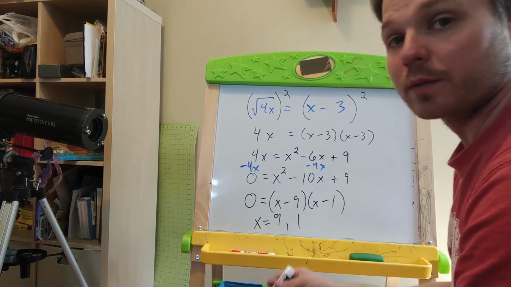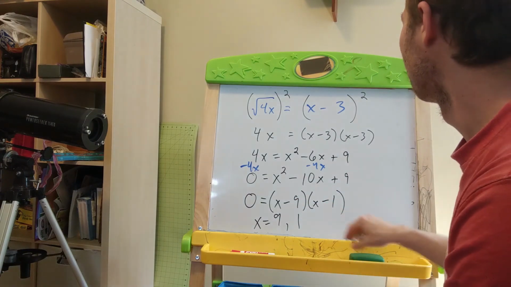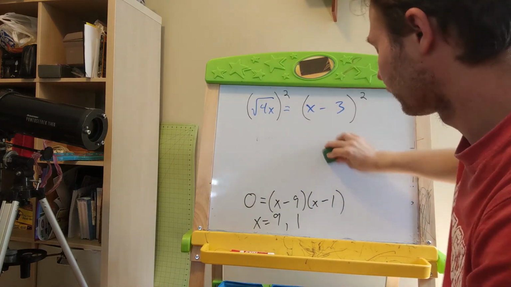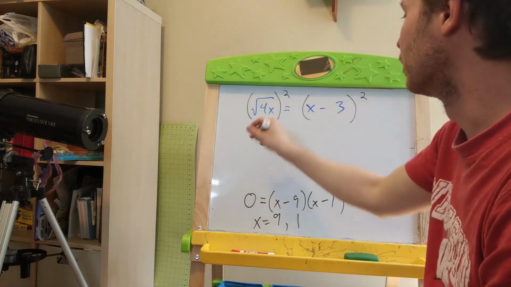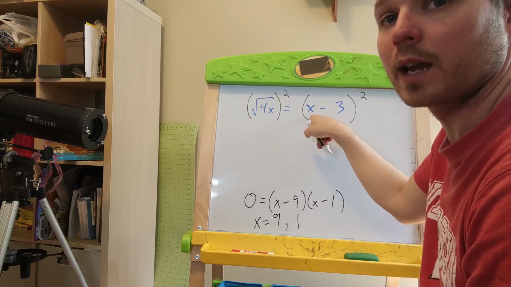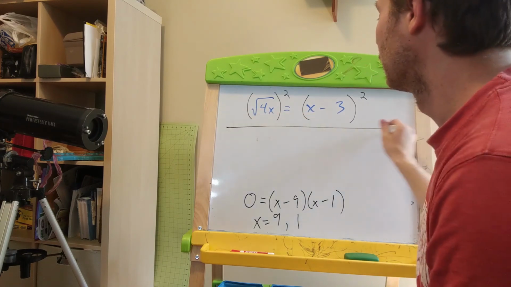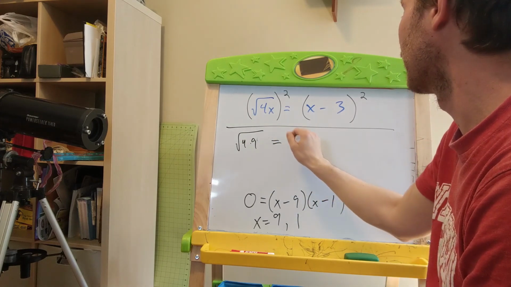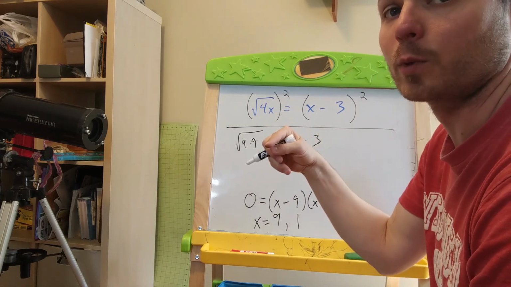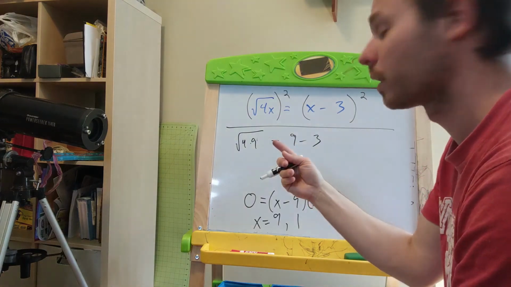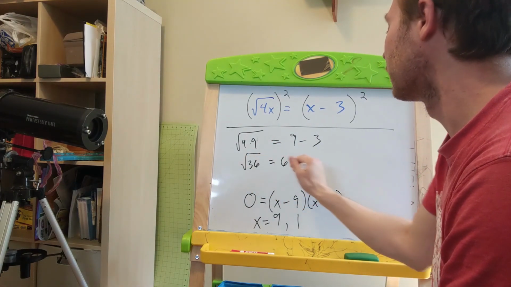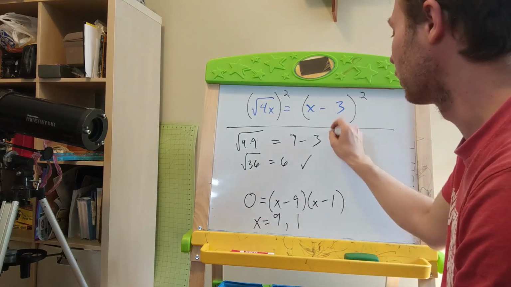All right, now I do have to check both of these just to make sure that they work in the original equation. So let's see, if I put 9 into here, I have to put the 9 here, and I also have to put the 9 here. So the square root of 4 times 9, is that equal to 9 minus 3? I'm checking back in the original equation before I did any squaring, okay? So you have to make sure you do that. So the square root of 36 is equal to 6. Sure, that's true, so that's good.